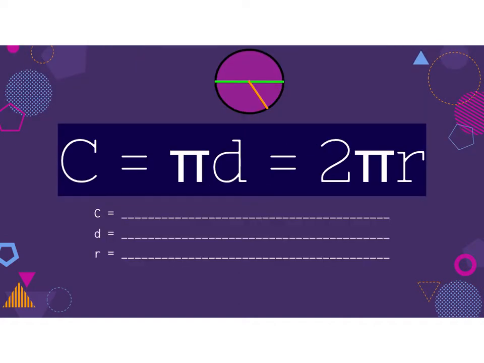Let's remember with the circle, we have the distance around the circle, which is called the circumference. The distance from one side through the center to the other side is the diameter, and from the center to the outside is the radius. To find circumference, we have a formula we can use: circumference equals pi times diameter, which is the same thing as 2 pi r, because 2 times the radius is the same thing as the diameter. In my picture here, we can label the radius from the center to the outside, and the diameter, which is from one side all the way to the other side through the middle.